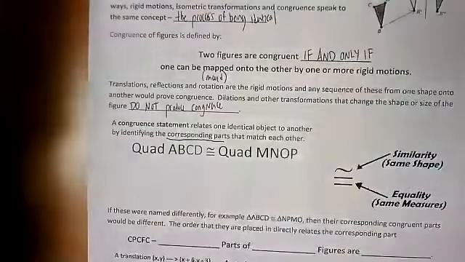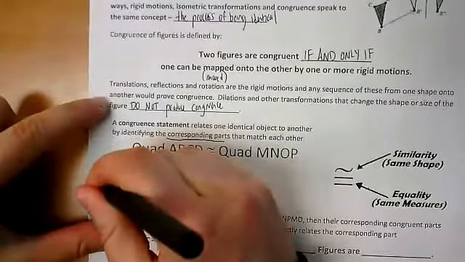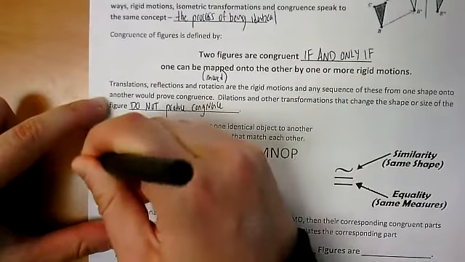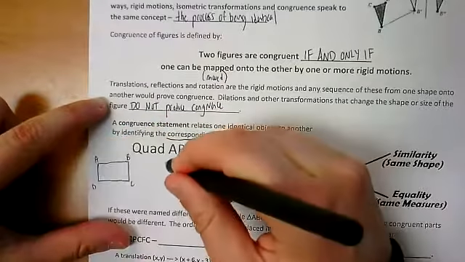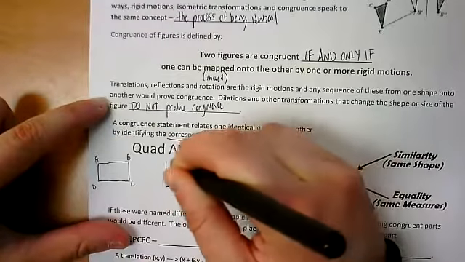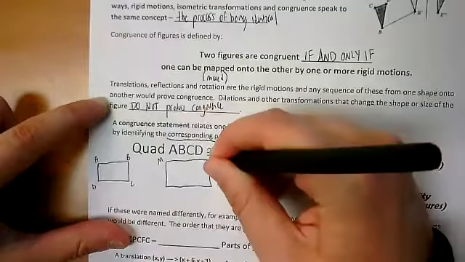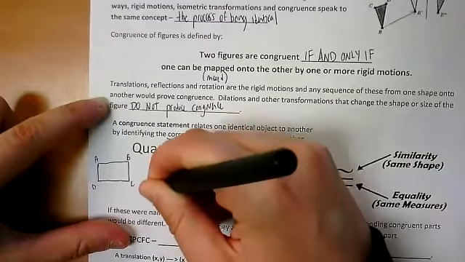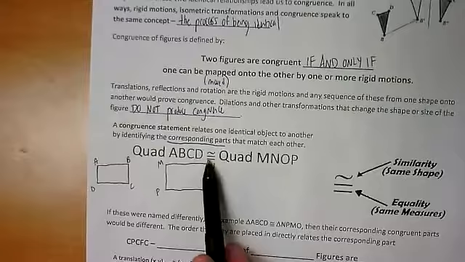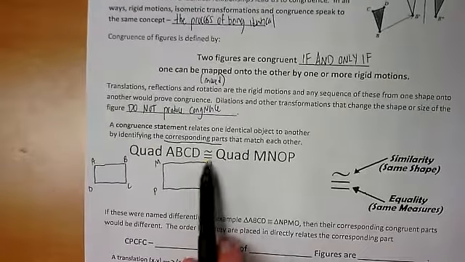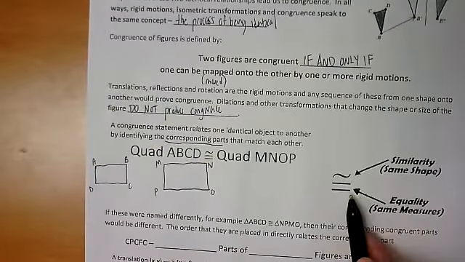Let me actually draw these out for you. So let's say we have a quadrilateral here. We'll say it's A, B, C, D, and then I have quadrilateral here, M, N, O, P, and they're telling us that these two quadrilaterals are congruent. So you're going to see that symbol in between. It's going to have an equal sign, right? We know what an equal sign means.